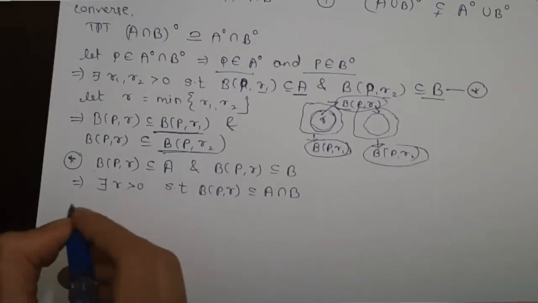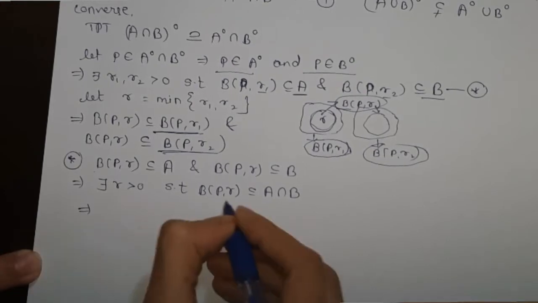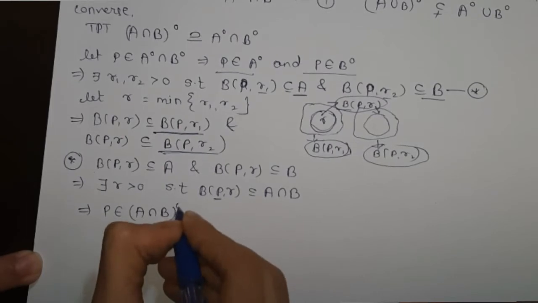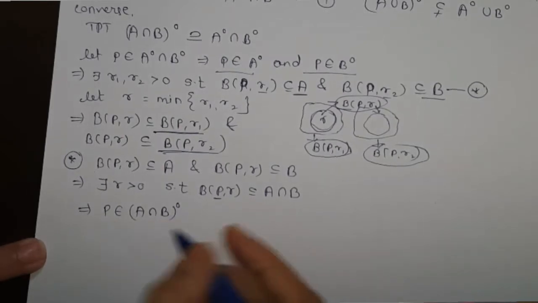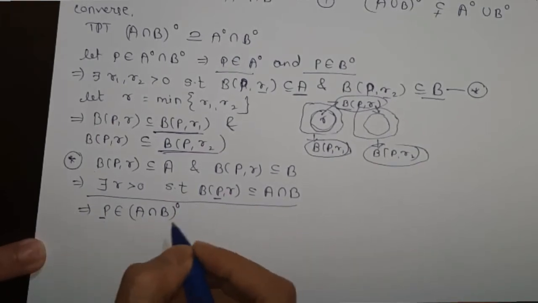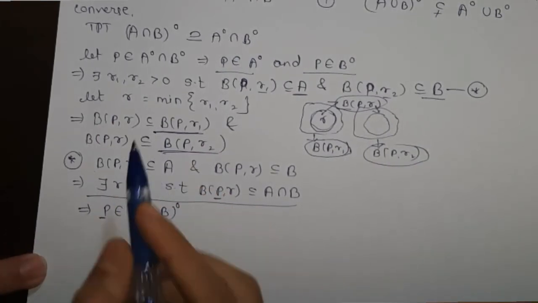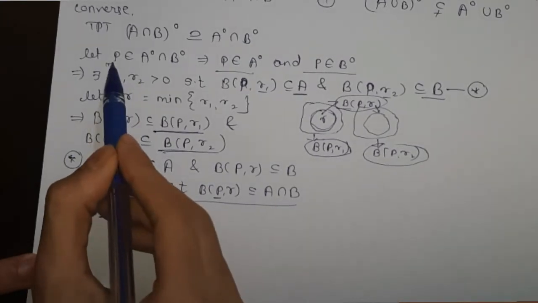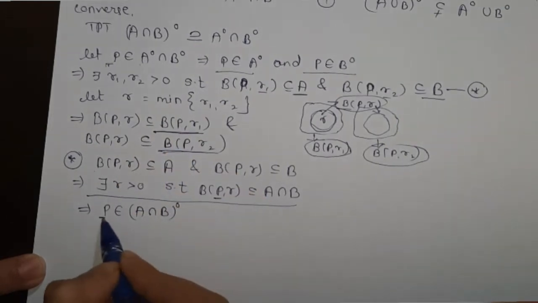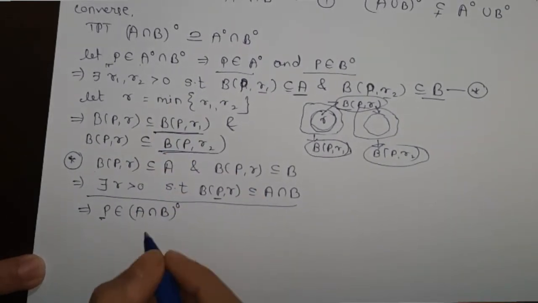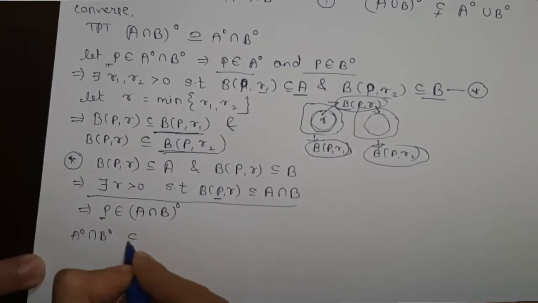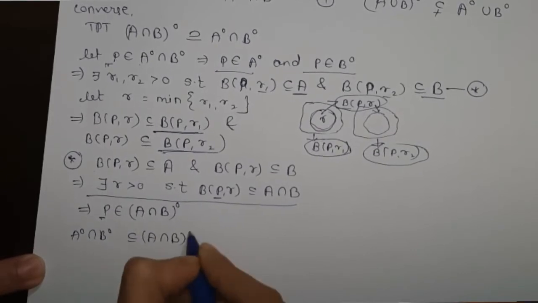Okay, this means P belongs to (A intersection B) interior, because this is the definition of interior. That's why, see here, we take P from the set A interior intersection B interior and we get P belongs to (A intersection B) interior. This means A interior intersection B interior is a subset of (A intersection B) interior.